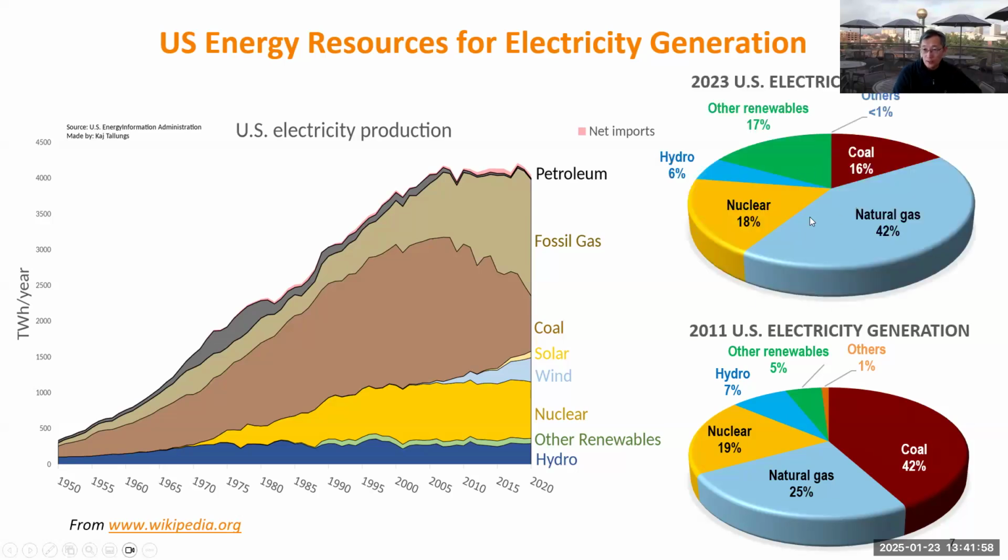This is the chart in 2023. You see now the coal-fired power plant has dropped to only 16%. It's lower than natural gas, lower than nuclear, and even lower than solar and wind together. So there's still some coal-fired power plants, but they're not a major, top resource of electric generation.